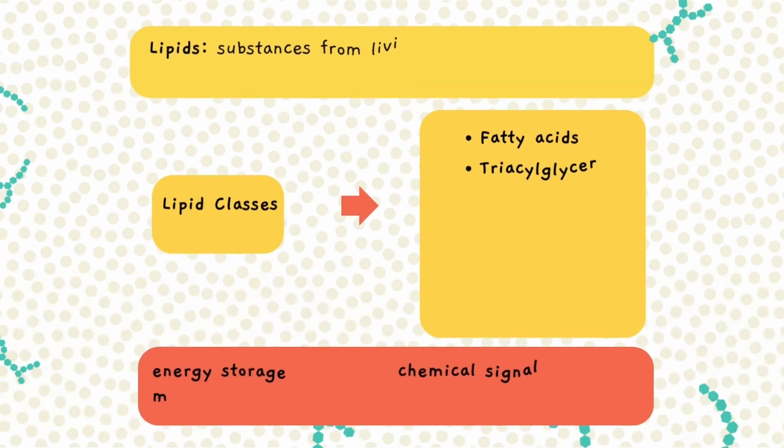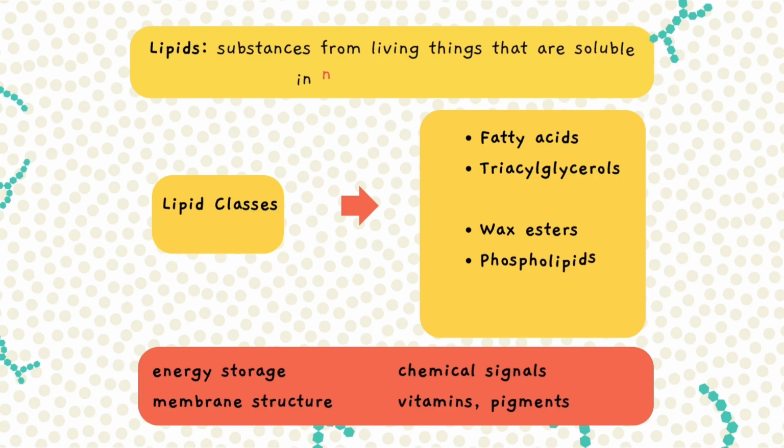Okay, so to begin with, what are lipids? Lipids are substances that are found in living things and they are soluble in non-polar solvents. Simple. So, when we say non-polar solvent, examples of that could be ether, chloroform, or acetone.